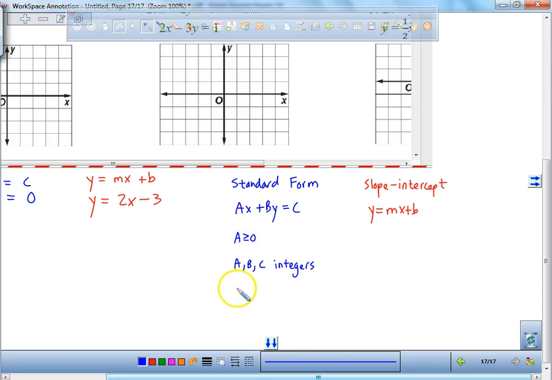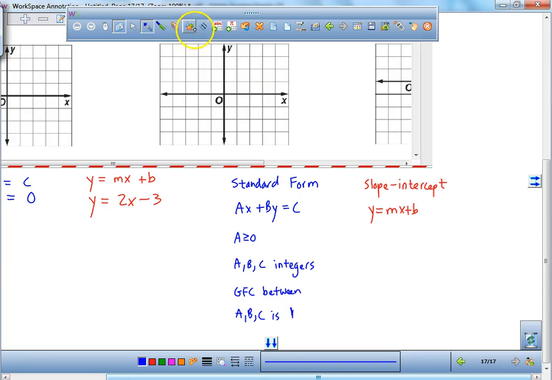And then this is the part where students sometimes get confused. The greatest common factor, which is the GCF, between a, b, and c is the number 1. I'll put equals 1. Between a, b, and c, the GCF equals 1.